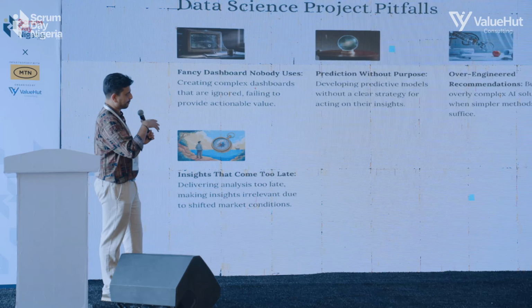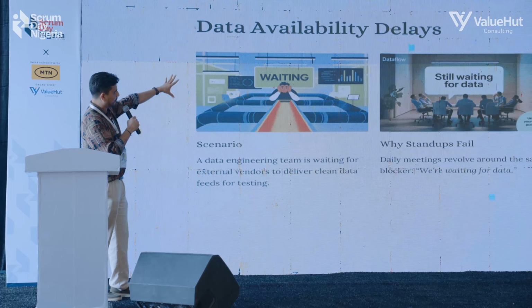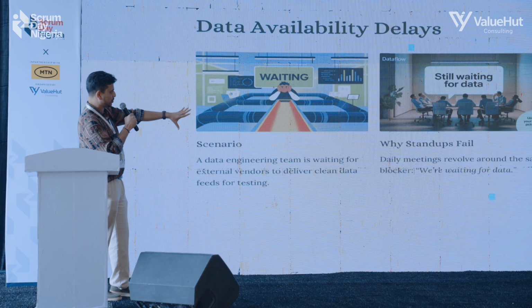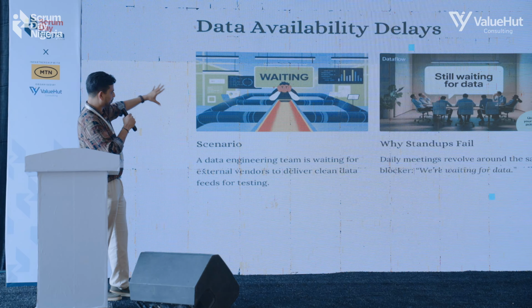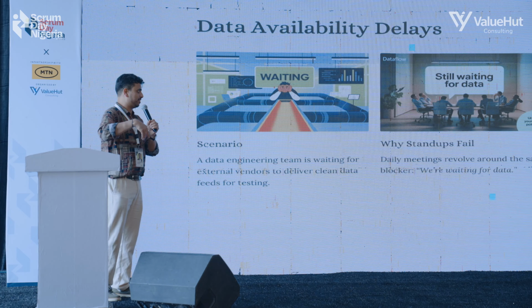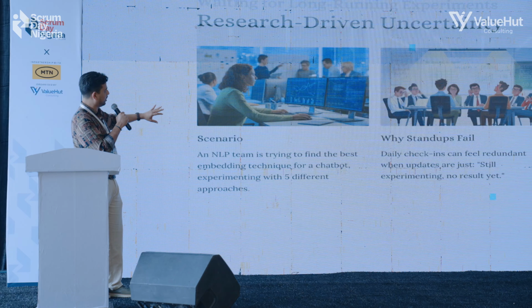This is a very typical example: why do data availability delays make our sprints fail? Because sometimes we are always waiting for the data. A data engineering team is waiting for external vendors to clean the data, and some sprints fail because they're always worrying about the data models. Yeah, research-driven uncertainty.